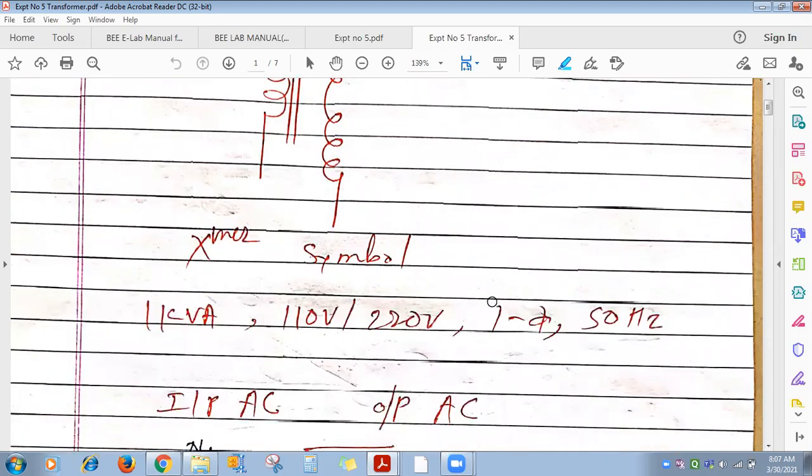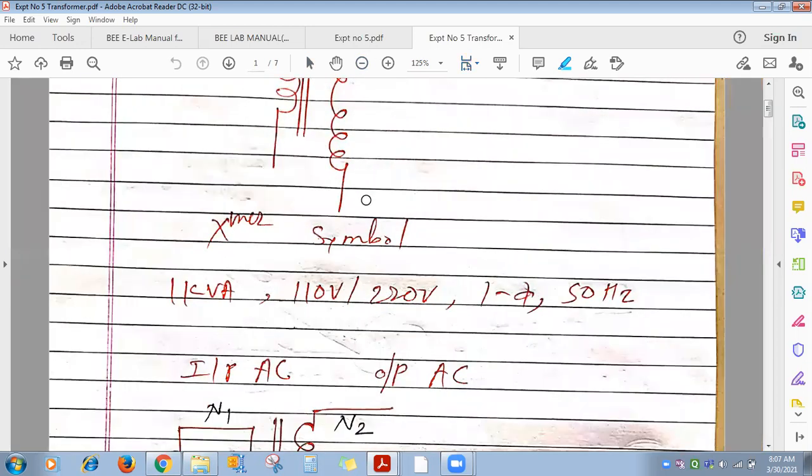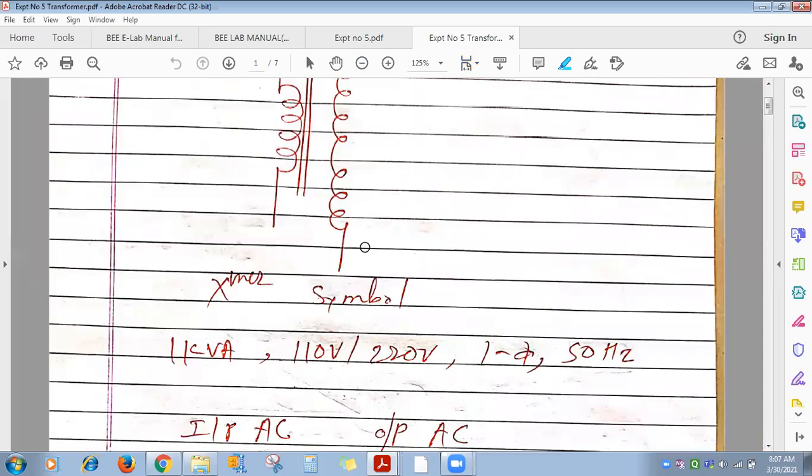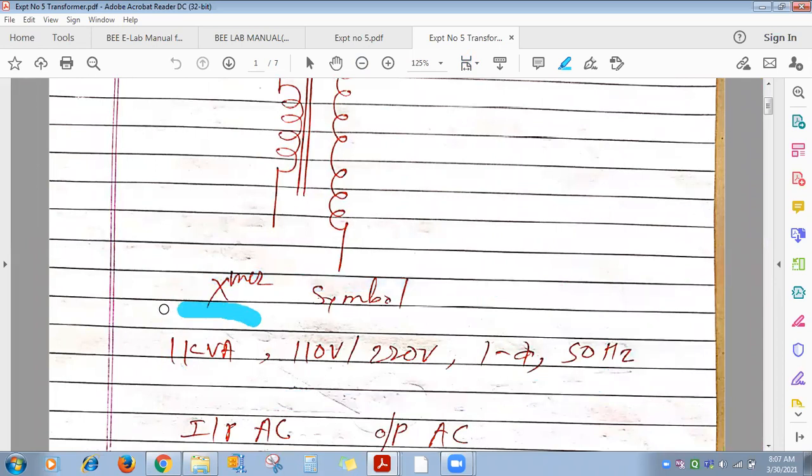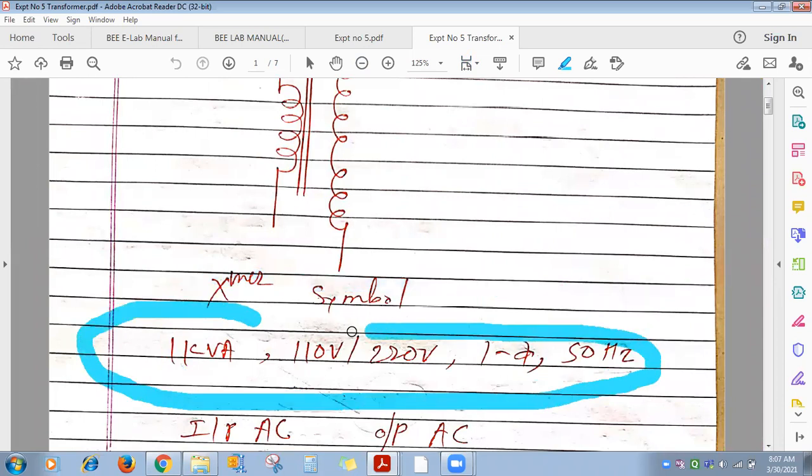Now what are the specifications of the transformer? Transformer in detail you will learn in the third unit in theory. Whatever we are going to learn today, each and every point you will learn in theory also. Whatever is required from a practical point of view, I will cover in brief today. So this is a single phase transformer. Its kVA rating is 1 kVA.